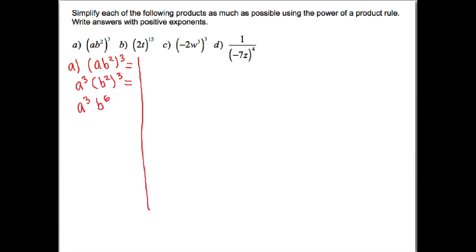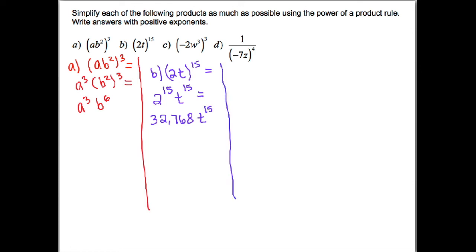For b, we have 2t raised to the 15th power. Again, I'll take each factor and raise it, in this case, to the 15th power. So this leaves me with 2 to the 15th power multiplied by t to the 15th power, which I can leave that way, or I can just evaluate 2 to the 15th. So that leaves me with 32,768 times t to the 15th.